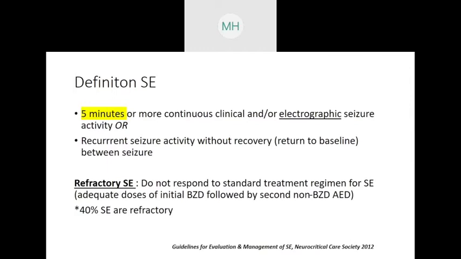So there is another entity under the definition of status epilepticus, refractory status epilepticus, whereby the patient does not respond to our standard treatment of status, where we have given adequate doses of the initial benzodiazepine, followed by the second line of treatment, which is a non-benzodiazepine anti-epileptic drug. So we have to bear in mind, 40% of status epilepticus will come into this category.